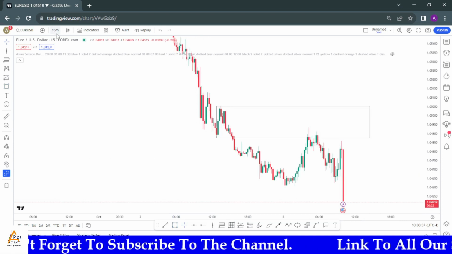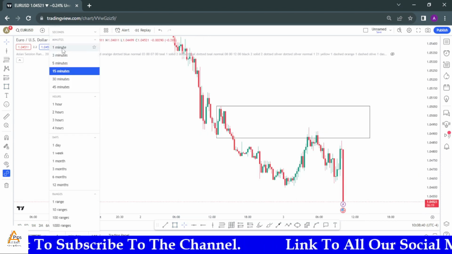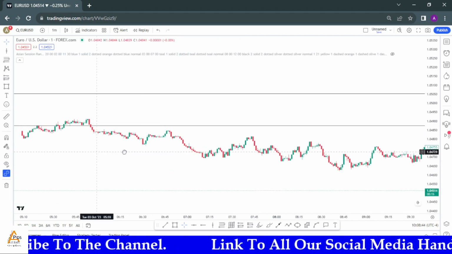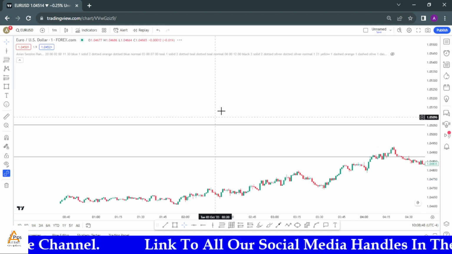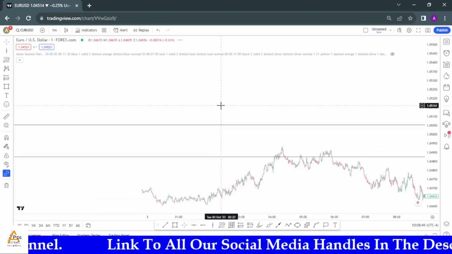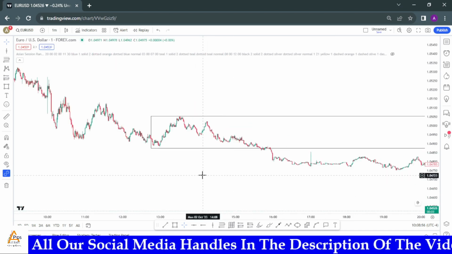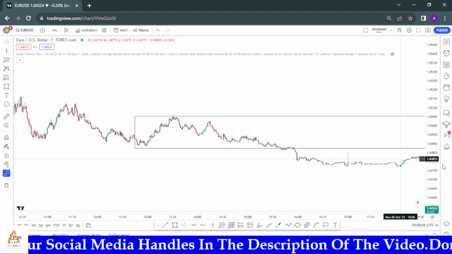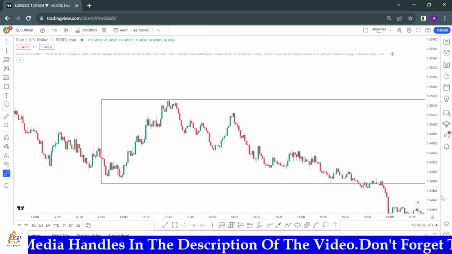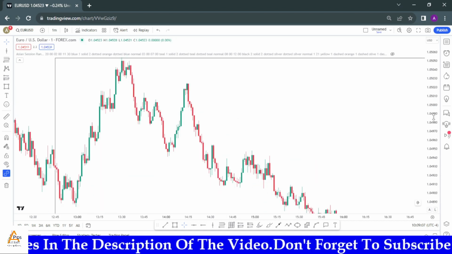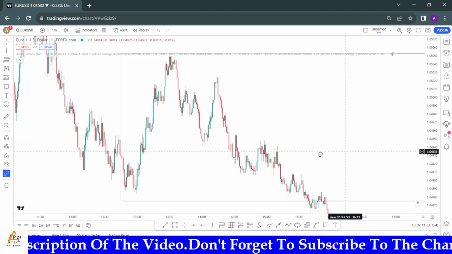But before that, I went down to my 1 minute, and then I refined my order flow on 1 minute. So this entire area is our 15-minute order flow. Good. So what did I do? I look for unmitigated POI in this area.